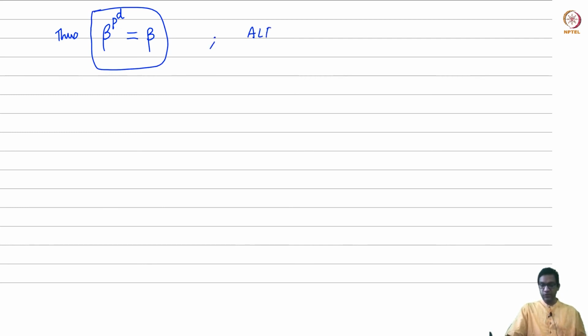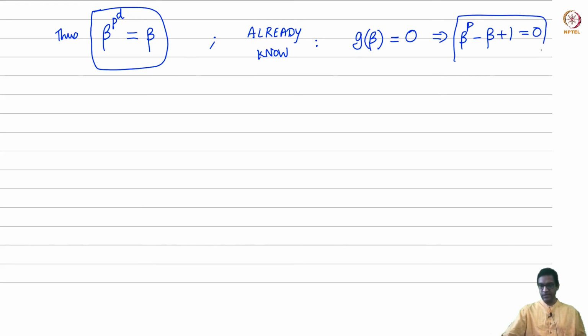But we already knew something about beta, right? What do we know? We already know that beta was a root of g, right? Beta was in fact a root of m1, which was one of the reducible factors of g. So this means in particular that beta power p minus beta plus 1 is 0. Okay, so here's the second equation that beta satisfies.